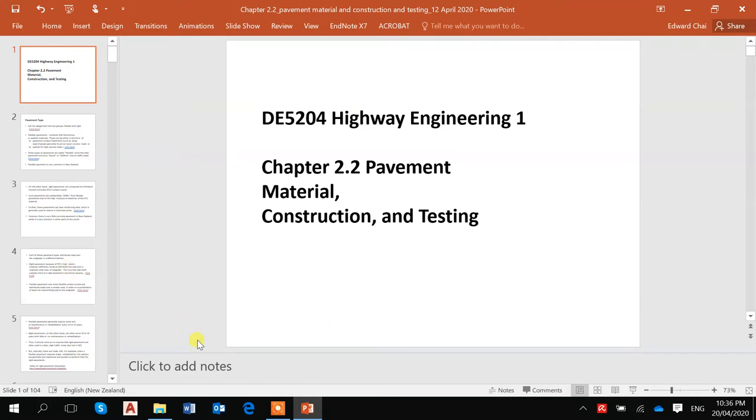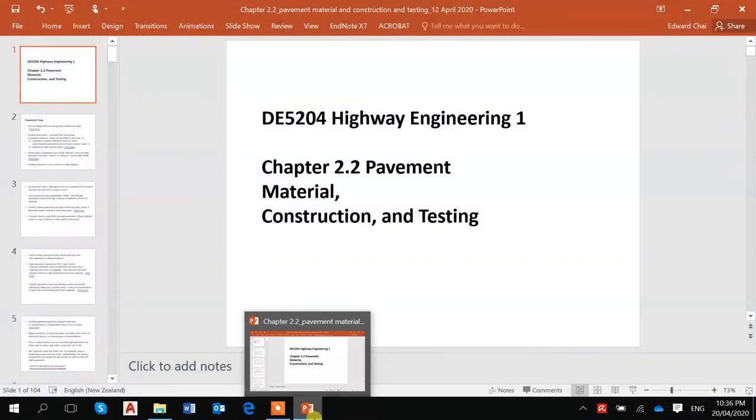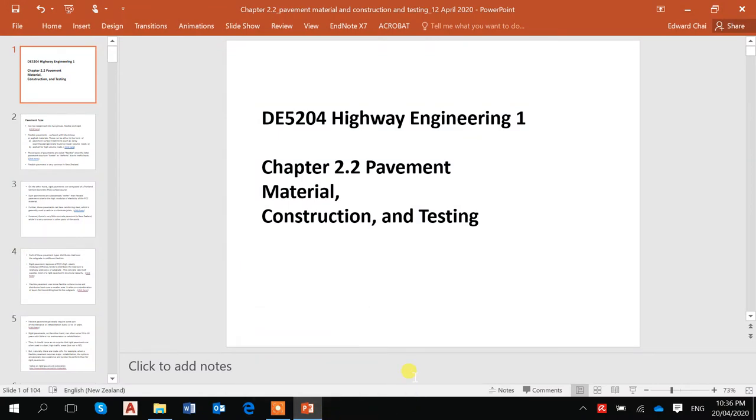Today I'm going to talk about the pavement material construction and testing. This chapter is quite big, so I'm not sure whether I can finish in one session. So I probably will divide into two sessions. The first part will probably be about the different types of pavements, and then up to the spreading of the aggregates for the pavement materials, and then the compaction of the pavement materials. Okay, so let's start.